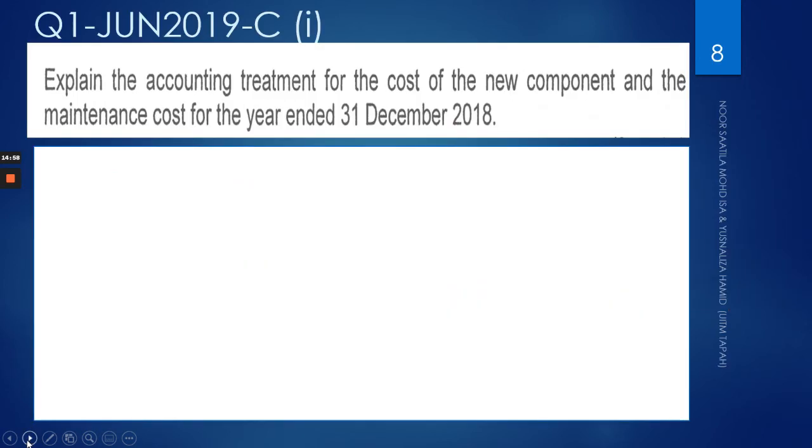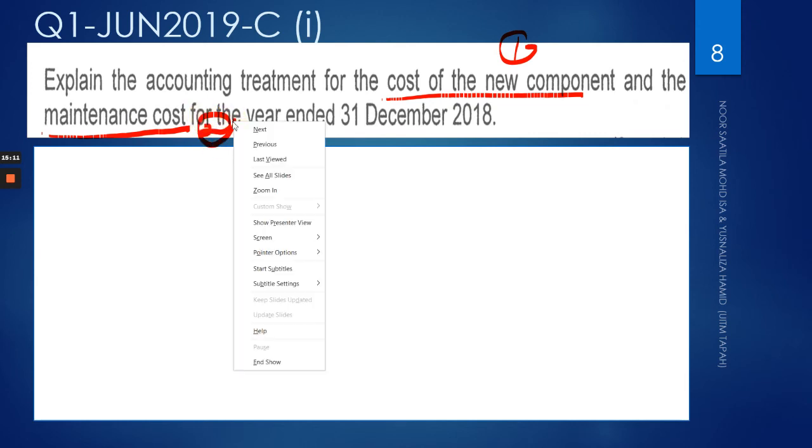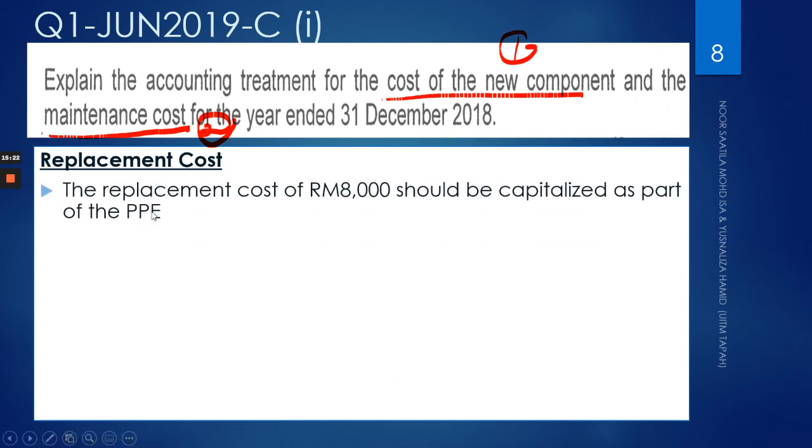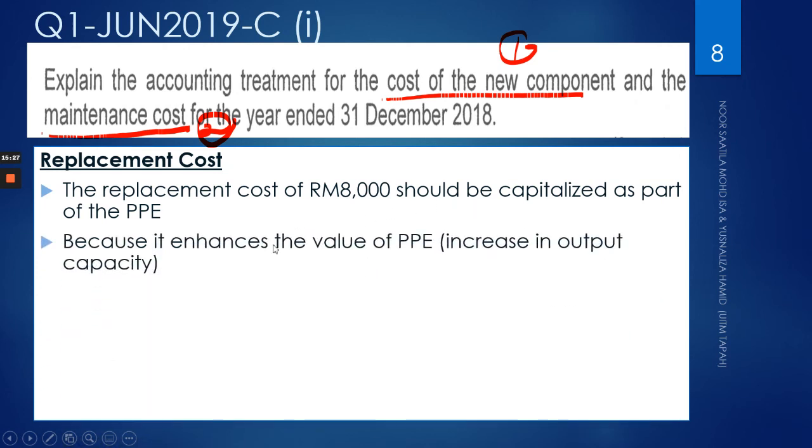Next, so let's look at the requirement. Explain the accounting treatment for the cost of the new component and also for the maintenance cost. There are two things here. If you were to explain, you just need to write a sentence, and that sentence should be in line with the requirement of MFRS 116 pertaining to subsequent expenditure. The replacement cost will be capitalized because that has increased or enhanced the value of the PPE. It increases or enhances the value of the PPE.